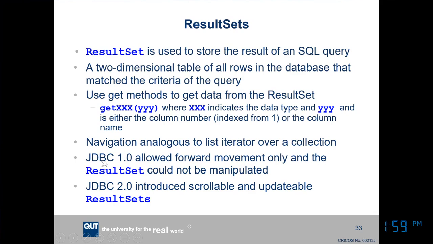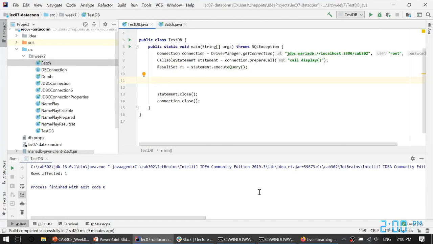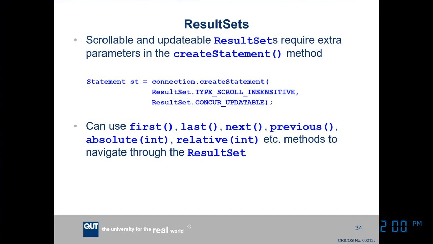In earlier versions of JDBC, you could only move forward, and the result set couldn't be manipulated. From JDBC 2.0 onwards, scrollable and updatable result sets were introduced. So the idea there is that you can move back and forth or up and down the table that was returned, and you can even update the contents of it. Now, exactly what that will do will depend on some things related to how you did the query, but you can do them.